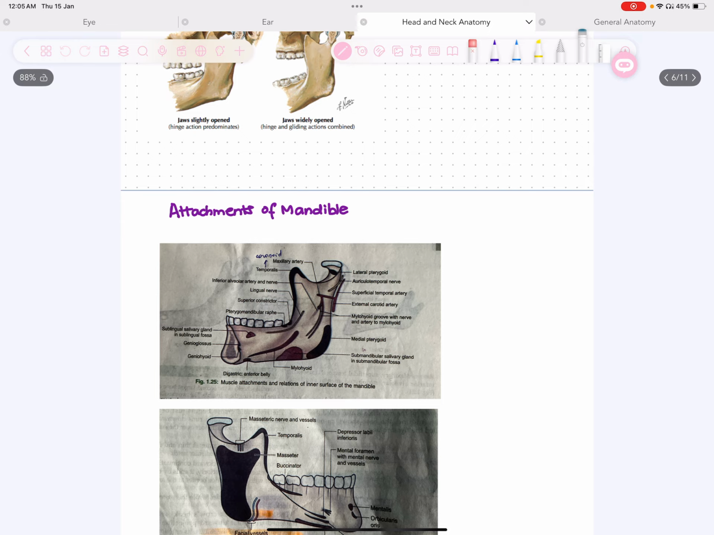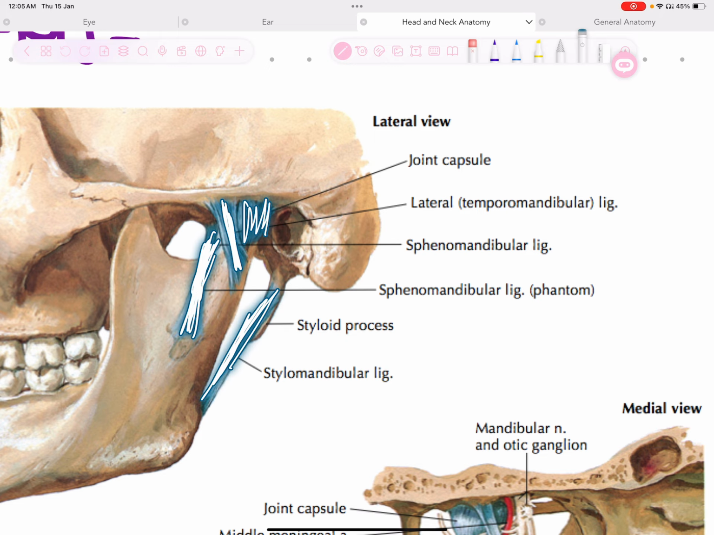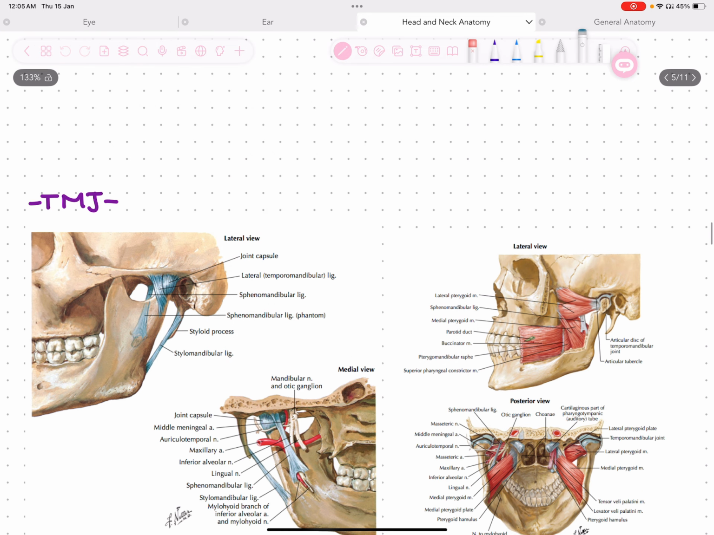So there are five ligaments. I hope that's clear with you. The fibrous capsule, which is the joint capsule, then the lateral temporomandibular ligament, then the sphenomandibular ligament, then the stylomandibular ligament, and the fifth is the pterygomandibular ligament, right? So these are the ligaments.